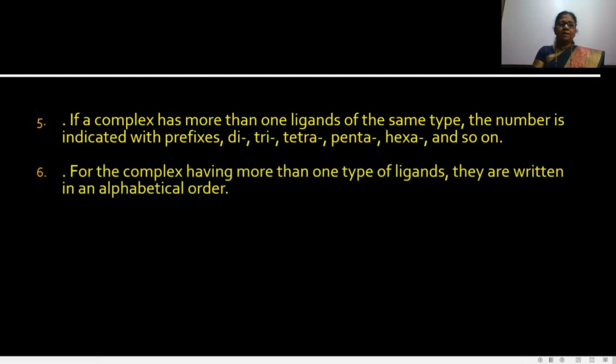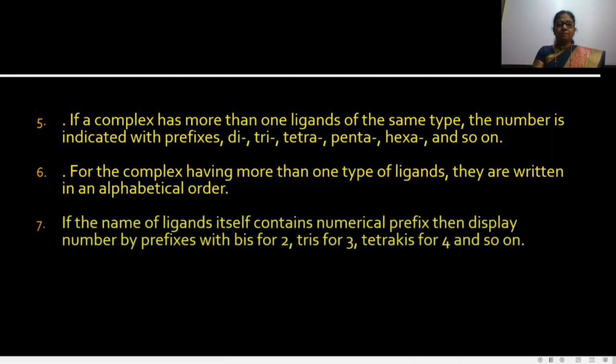Now see the next rule. For a complex having more than one type of ligand, that means heteroleptic complexes, there is more than one type of ligand. They are written in alphabetical order.